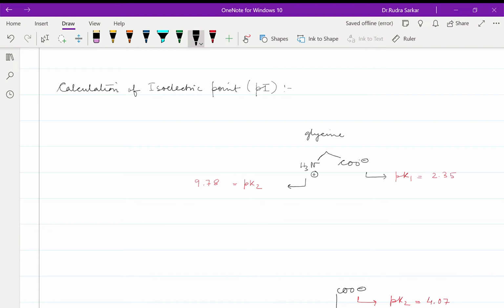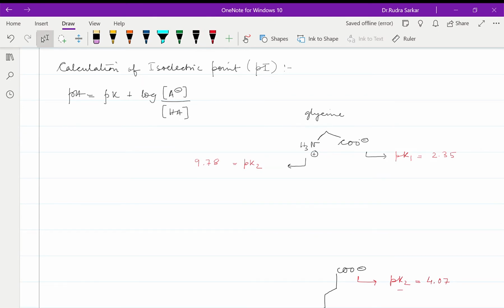This is Dr. Sarkar over here, and today in this lecture we are going to discuss the calculation of pI of amino acids. pI of amino acids, also known as isoelectric point, is calculated using the Henderson's equation, which is pH equal to pK plus log concentration of the conjugate base divided by the concentration of the acid.